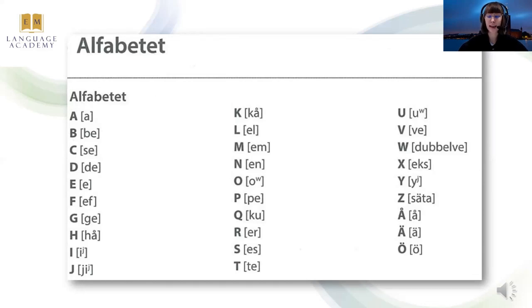Then we have the letter A with 2 dots above it, and the pronunciation is "ah", right? Long, open "ah". And then we are left with the letter O with 2 dots above it, and we pronounce it as "uh".